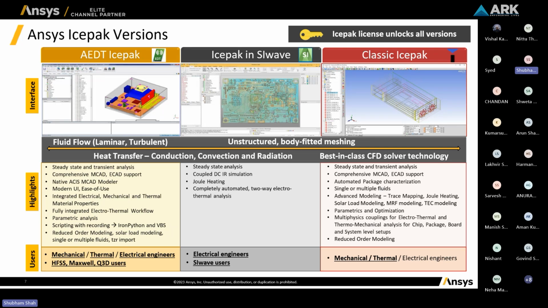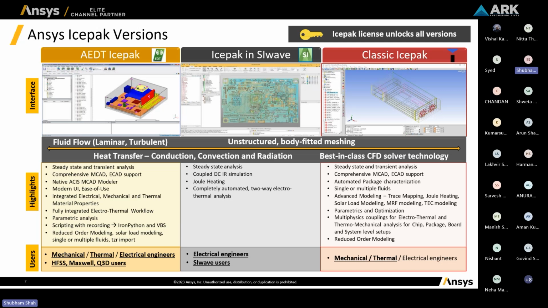Coming towards the advanced modeling, trace map is there, Joule heating is there, solar load modeling is there, MRF is there, and TEC modeling is there. When it comes to trace mapping, all the traces on the PCB board can be mapped. Joule heating: let's say you have a PCB board with all your copper tracks on the board. You want to see how much temperature rise there is through those copper tracks, or the XYZ material, and how your paths and traces behave thermally. That can be simulated and analyzed through Icepak Classic.